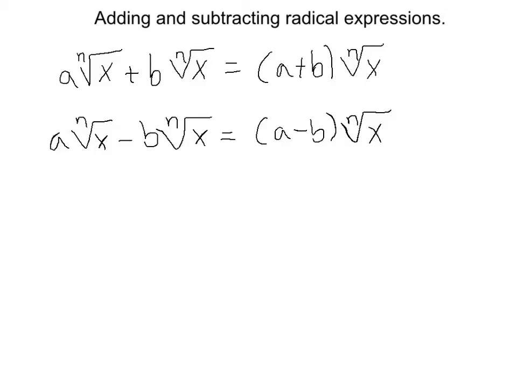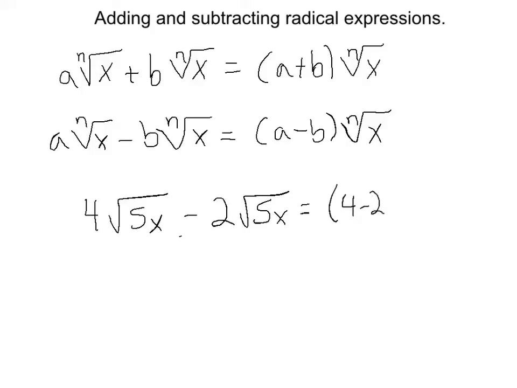Let's do a quick example. Let's say we have 4 square roots of 5x minus 2 square roots of 5x. If you look at the index and the radicands, they are the same, so we can subtract the coefficients. So we have 4 minus 2 times the square root of 5x, and 4 minus 2 is simply 2, so we have 2 square roots of 5x.